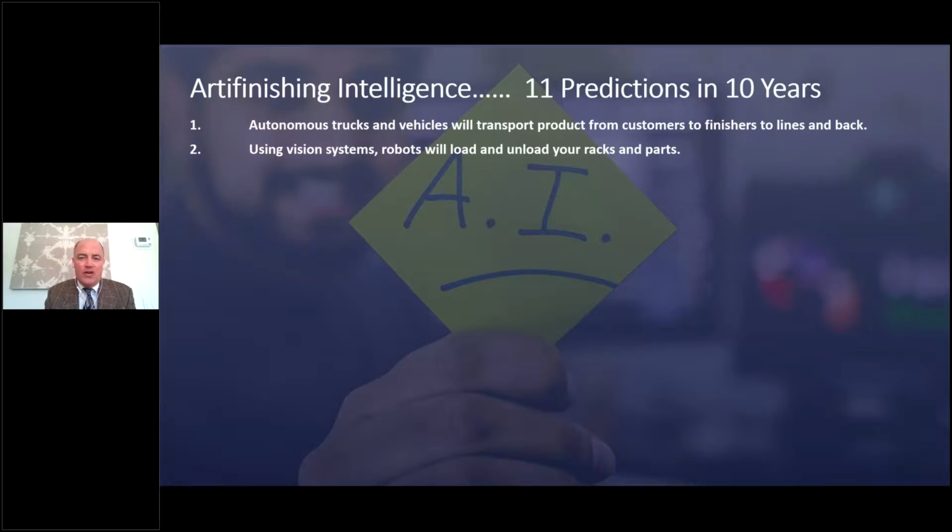There are vision systems already that are getting pretty good at identifying individual parts, being able to pick up individual parts out of containers, put them on racks. And so we won't have people loading and unloading our coatings line 10 years from now. We will use advanced vision systems, which is another version of artificial intelligence. Jay Lee mentioned machine vision in his application of industrial AI that we covered a little while ago. So we will use those vision systems. Robots will load and unload your racks and parts.